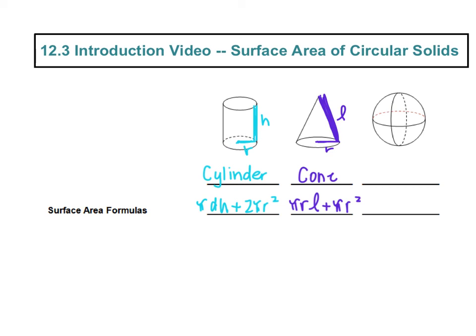All right, last we have a sphere. So the surface area formula for a sphere is 4 pi r squared. And the radius is from the center of the sphere out to the edge. All right, so those are our circular solids and the surface area formulas for them.